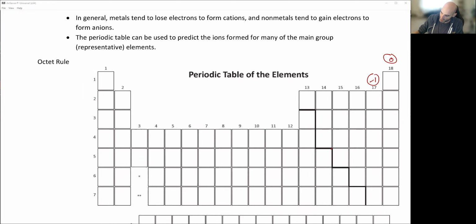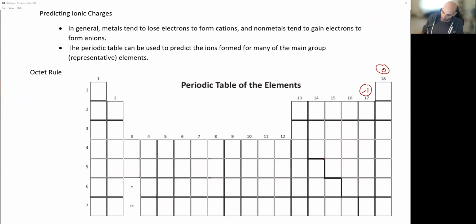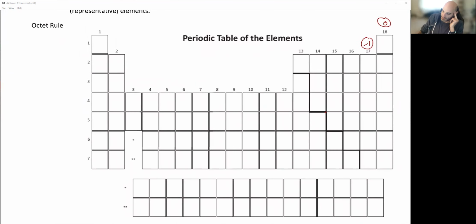In fact, I'll just put these values up. Oh, it's actually right down here, isn't it? Yeah, so we'll talk about the octet rule. We'll talk about this table and we'll fill it in a little bit. And we'll talk about metals versus non-metals and the different names of the different groups, and periods and all that stuff.